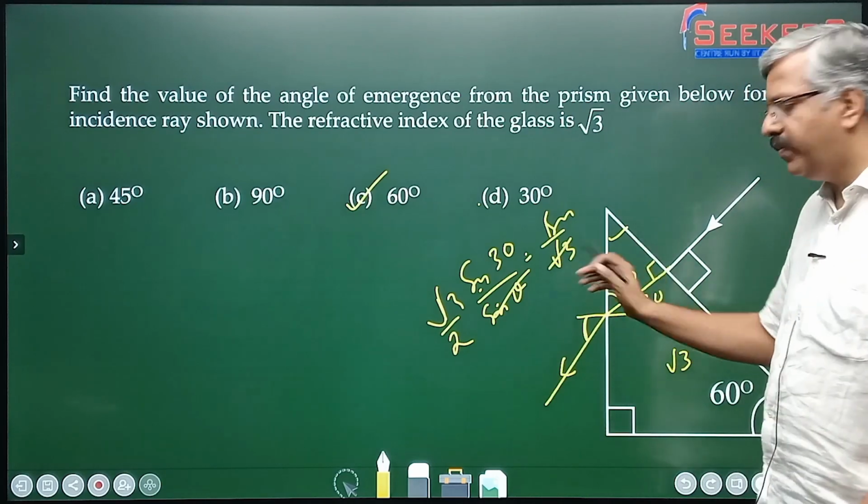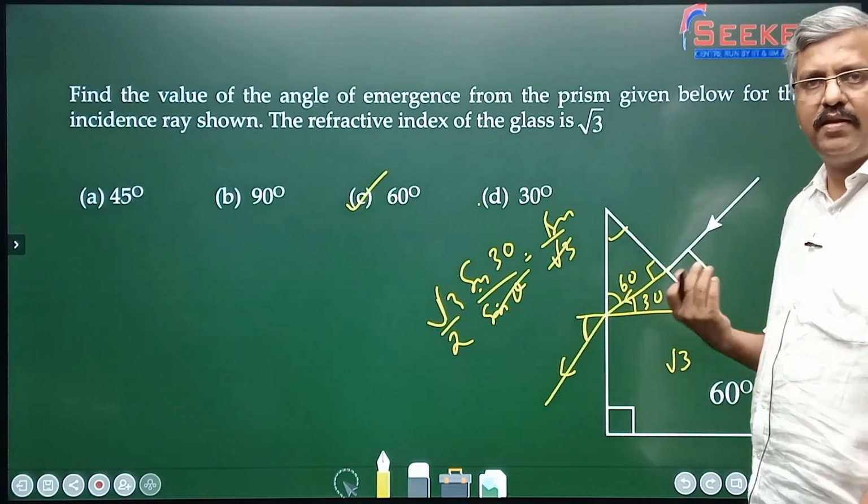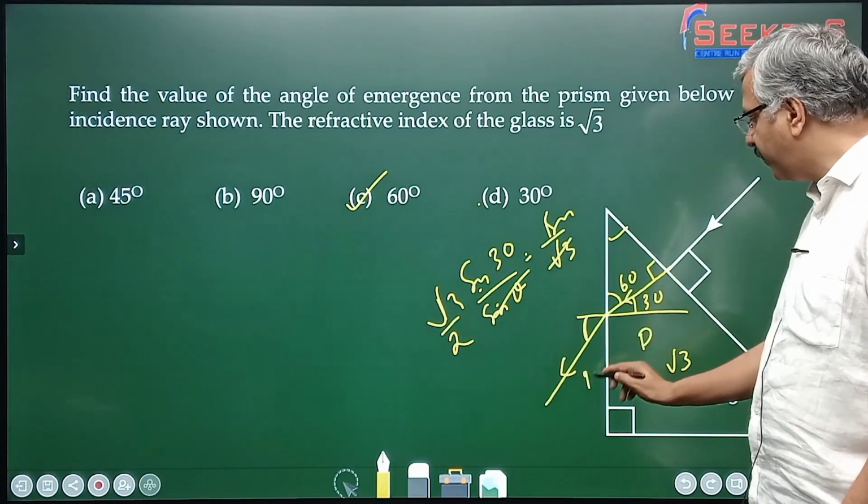This concept of refraction is something that I think all of you should know, that sin i by sin r is equal to mu. Remember, it is going from denser medium to rarer medium.